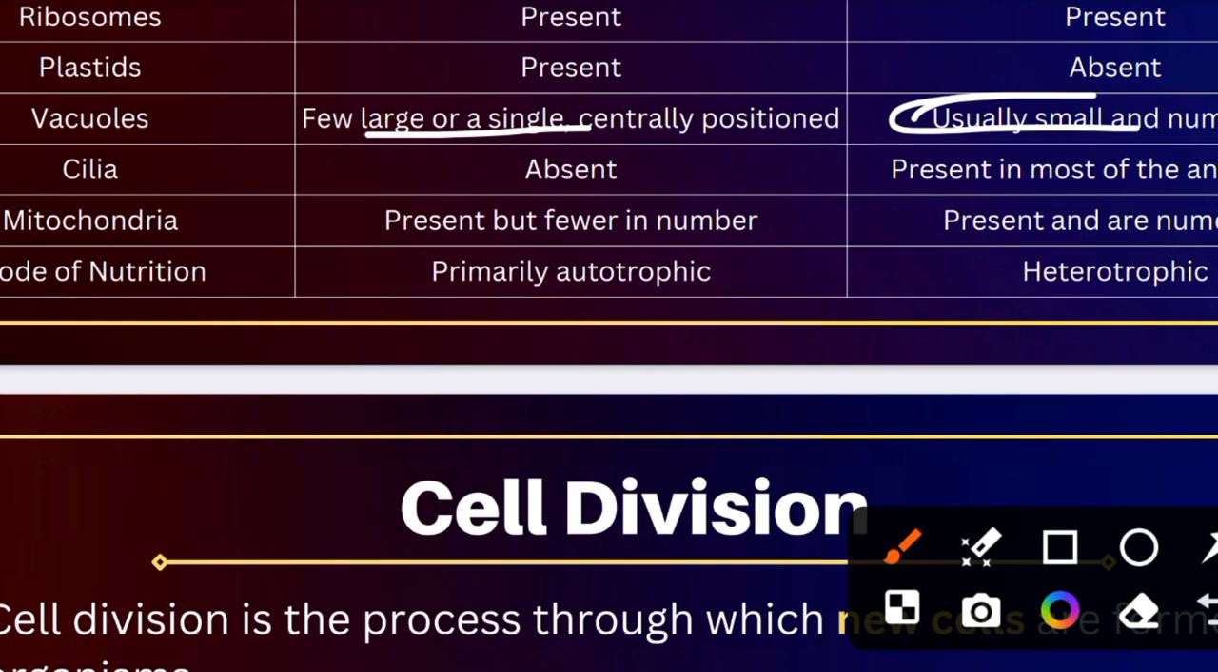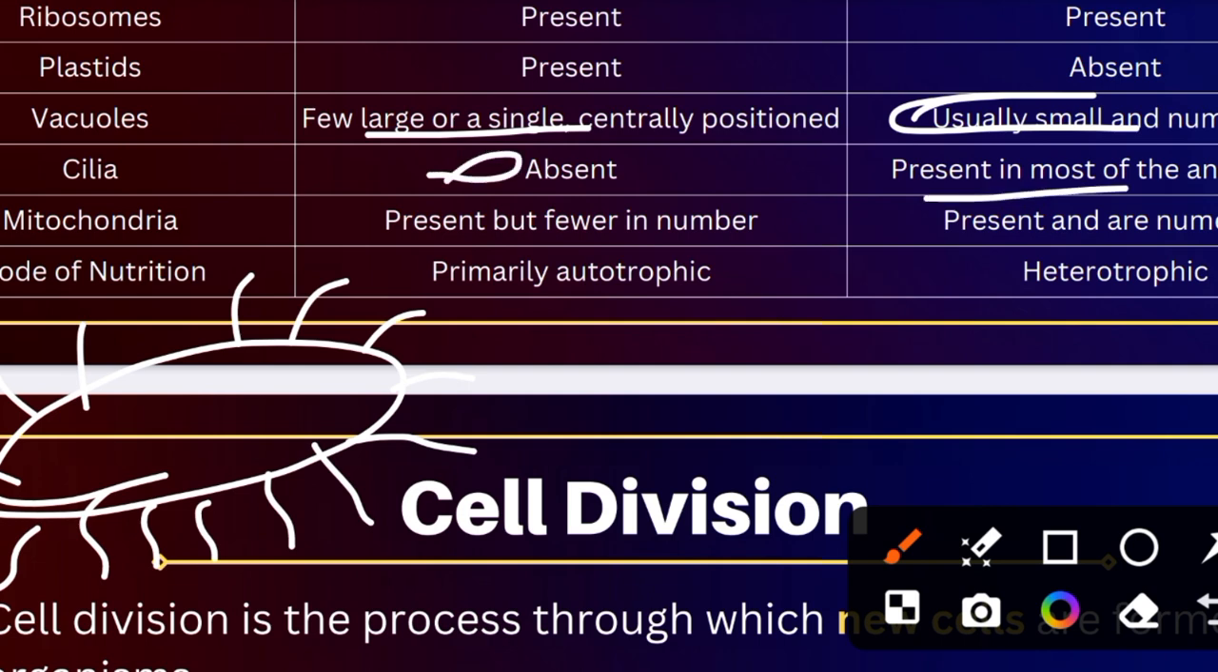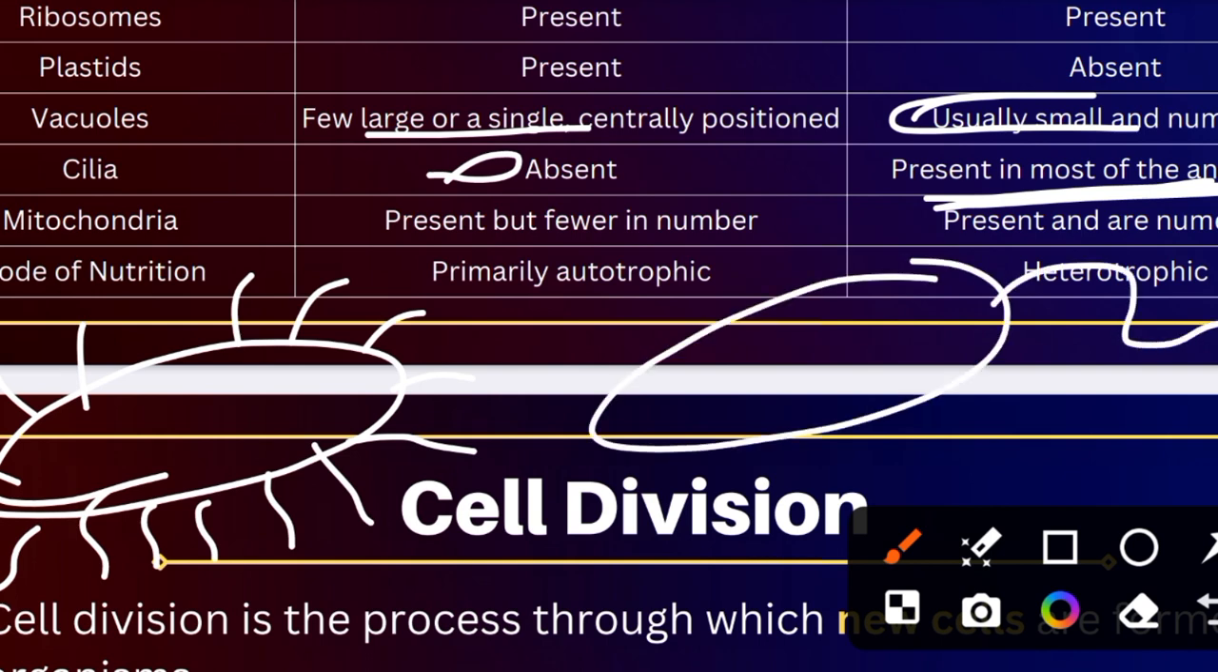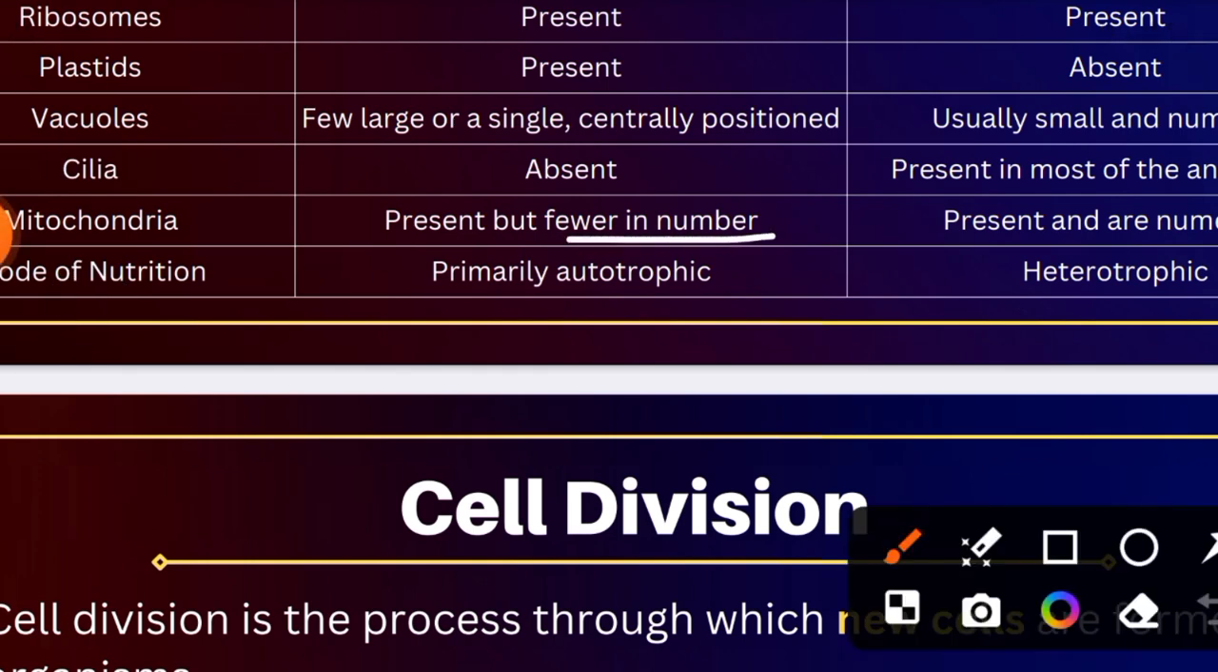Cilia, what is it? For example, this is a bacteria, and this type of thing which helps in locomotion of bacteria, this is known as what? Cilia. So cilia is absent in plants because they don't need to move, but present in unicellular organisms, mostly paramecium, and other things like bacteria which have flagella. Okay. Mitochondria, present in both. Mitochondria is present everywhere but fewer in number in plants and numerous in animals.